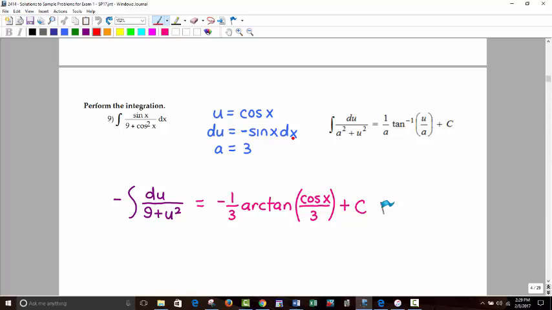Du will be negative sine x dx. The negative is no problem. We can just toss that outside of the integral. But we got our sine x that we needed. So that takes care of our numerator conversion to du. So we just have the negative of du over 9 plus u squared. Perfect arctan. So a would be 3. If a squared is 9, you have negative 1 over 3 arctan of cosine. U is cosine. A is 3. So it's cos of x over 3. And then our plus c there at the end.